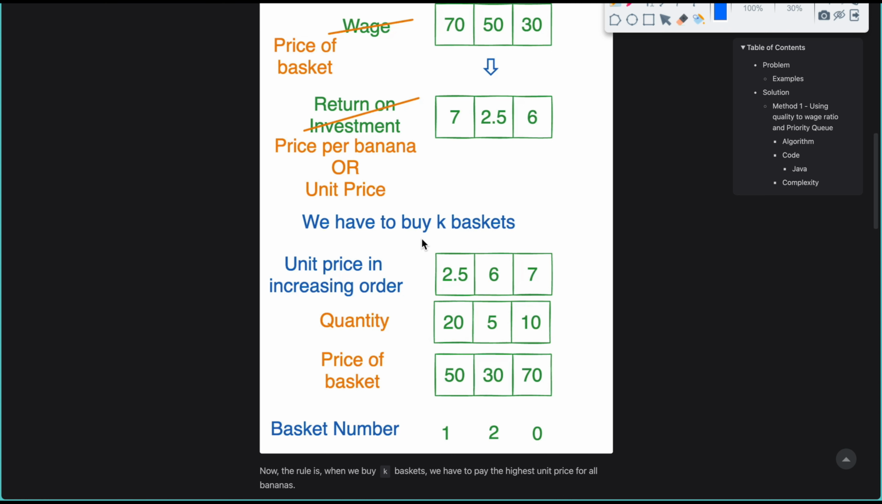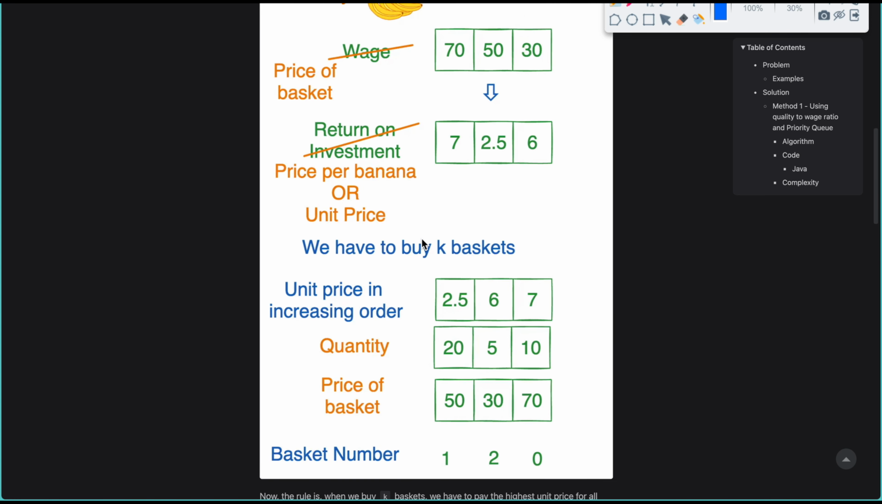And the second thing is, once we add an employee to the group, if you remember, all the employees will get the same unit price, right? So for example, if I select this banana initially, I pay 2.5 for it, but then if I select 6, I can't underpay this banana. For this banana I have to pay the 6 rupee unit price for all the bananas we have bought so far. So now let's look at the algorithm.